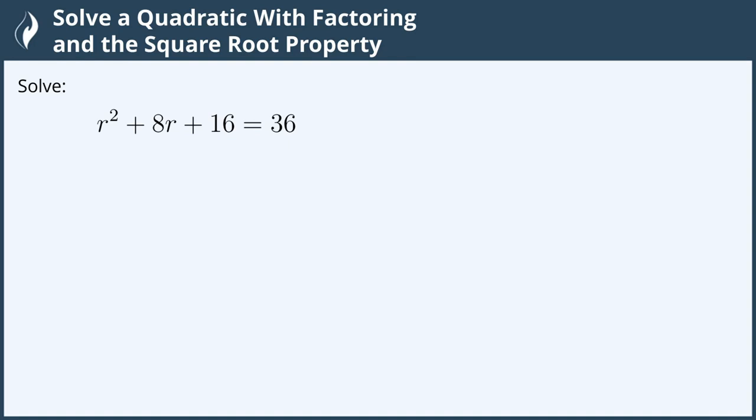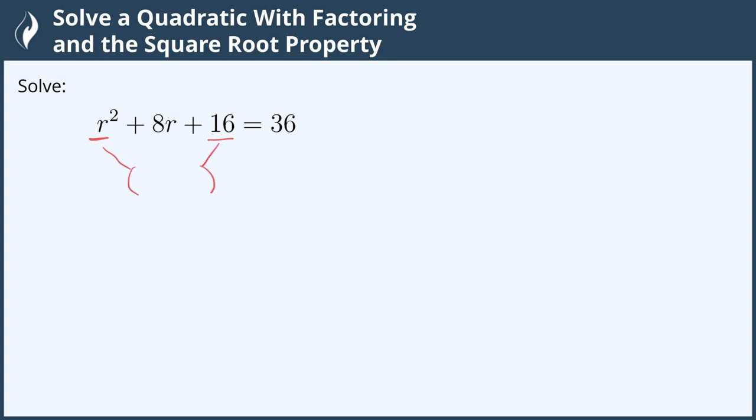Hi everyone! In this video, we will solve a quadratic with factoring and the square root property. Solve r squared plus 8r plus 16 equals 36. The left side of this equation is a quadratic, and we can see that the first and the last term are perfect squares. This will follow the pattern of a perfect square trinomial.